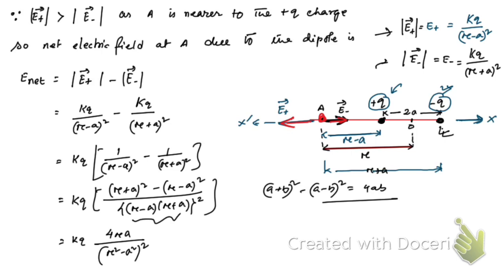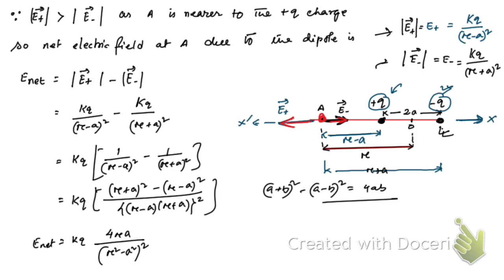Here we can write (A plus B) into (A minus B), that is A square minus B square. So that's what we have done. So now what we can do here, let me copy this and let me go to a new slide.